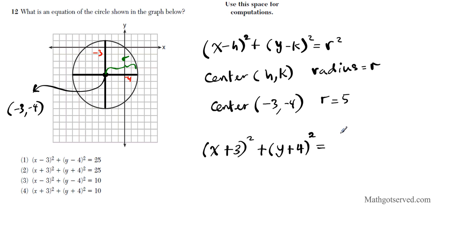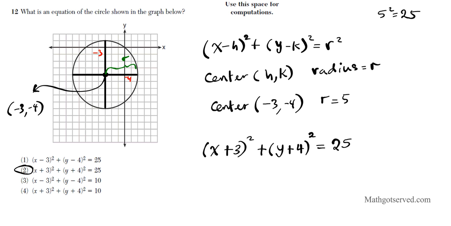And then the radius, you don't double it, you square it. When you square 5, you get 25, because 5 squared is 25. So there goes the equation of your circle. Let's see what this result matches. It matches option number 2.